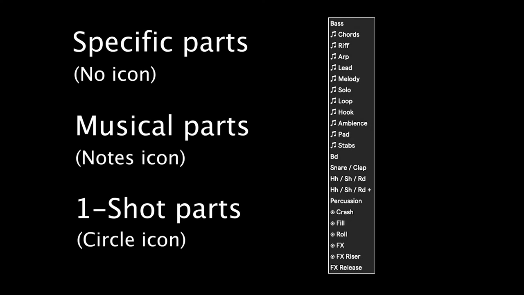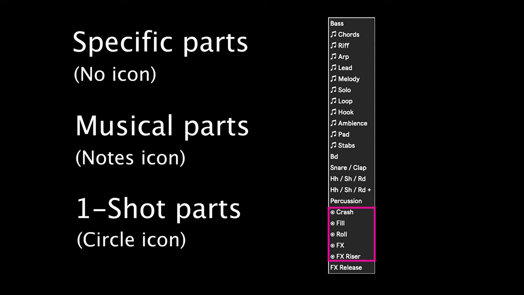There are three different categories of part types: specific parts, musical parts, and one-shot parts. Specific parts tend to have a specific role in the arrangement, for example bass, kick drum, or snare drum, while musical parts are more interchangeable in terms of what role they have in a composition.